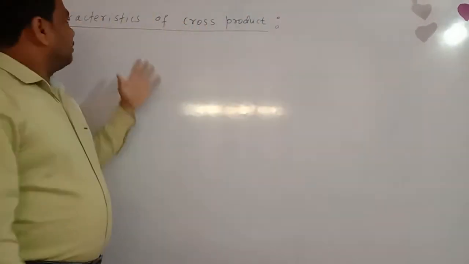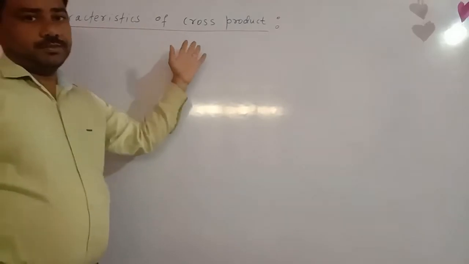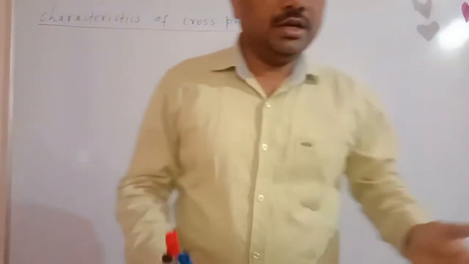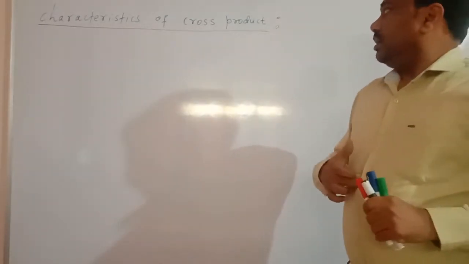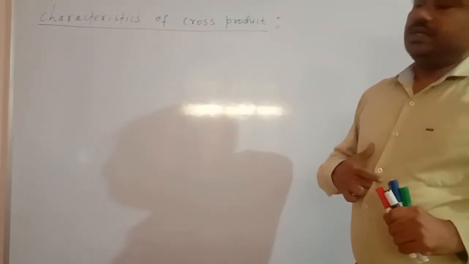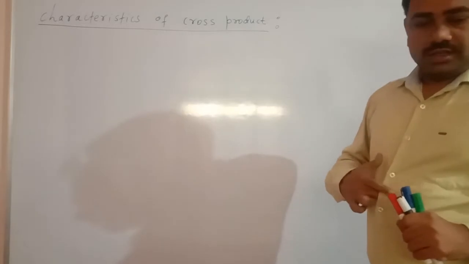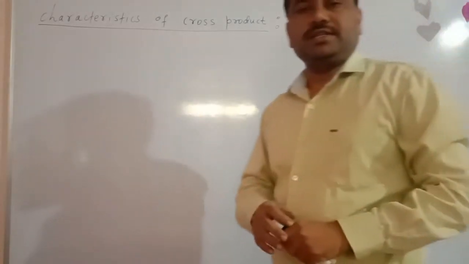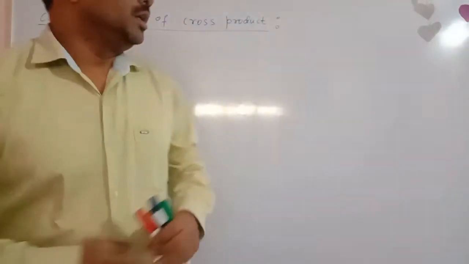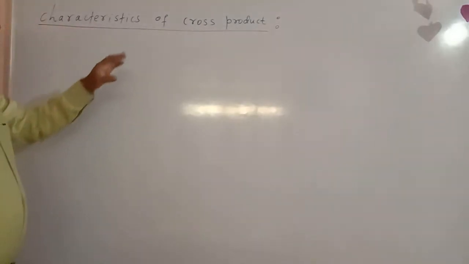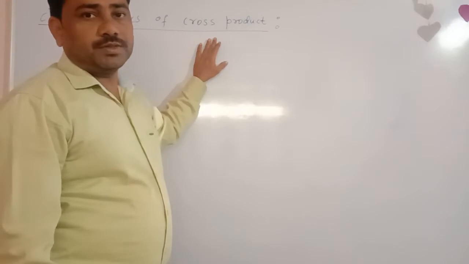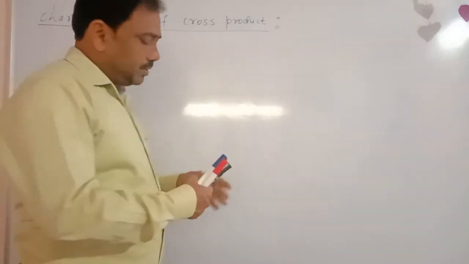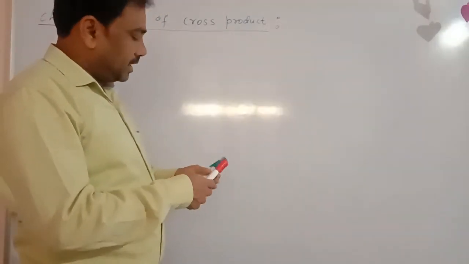Already we are discussing the characteristics of cross product. We have seen two characteristics about the cross product. Now, there are various types of characteristics of cross product. So, what is cross product? We have seen already, how can we take cross products? The cross product can be written like this.